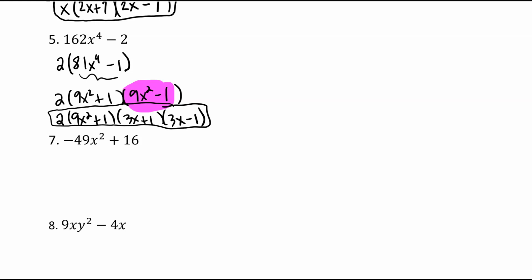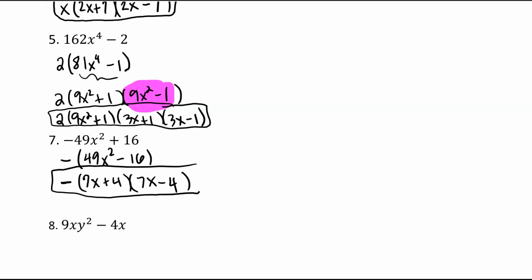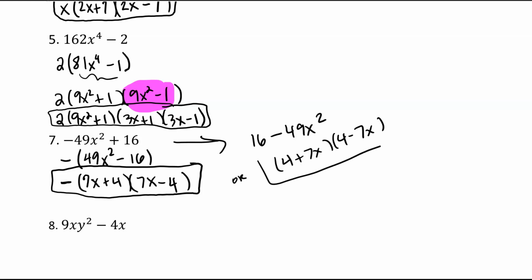Moving on to number 7. Notice that it starts with a negative leading coefficient. You could factor out that negative and it will switch your signs to 49x squared minus 16. Keep that negative in the front and break down that difference of squares to 7x plus 4 times 7x minus 4. And you could have written this as 16 minus 49x squared, right? If you wanted to change it, then it would have been 4 plus 7x times 4 minus 7x. I would take both answers.